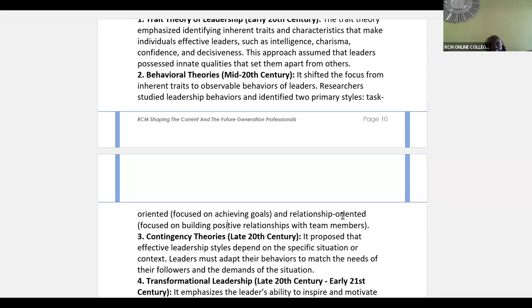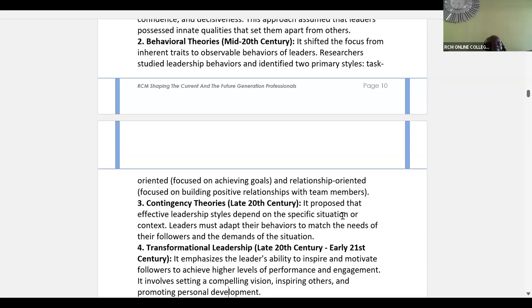Contingency theory of leadership basically tells us that we can't have one leadership style. No, we'll be changing our leadership styles depending on situations. It proposes that effective leadership styles depend on the specific situation or context. Leaders must adapt their behaviors to match the needs of their followers and the demands of the situation.